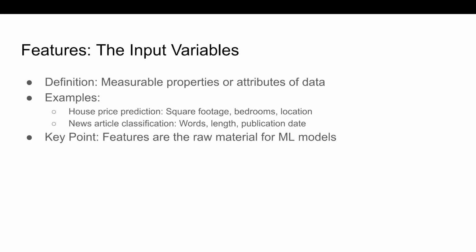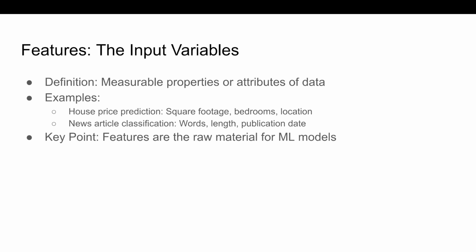You might also have qualitative or categorical features, such as the architectural style of the house, e.g., colonial, ranch, modern. The type of heating system, e.g., forced air, radiant, geothermal. The neighborhood or zip code where the house is located. These features paint a detailed picture of each house, capturing the key characteristics that might influence its price.